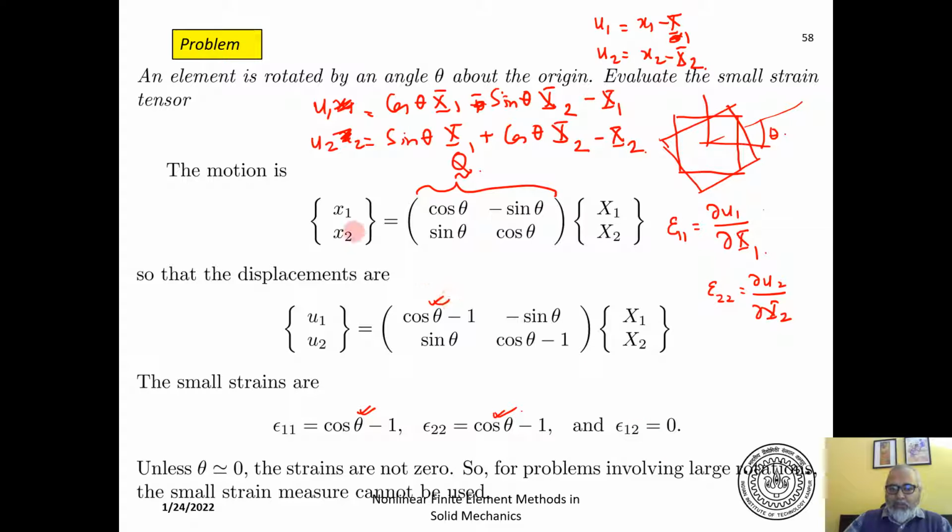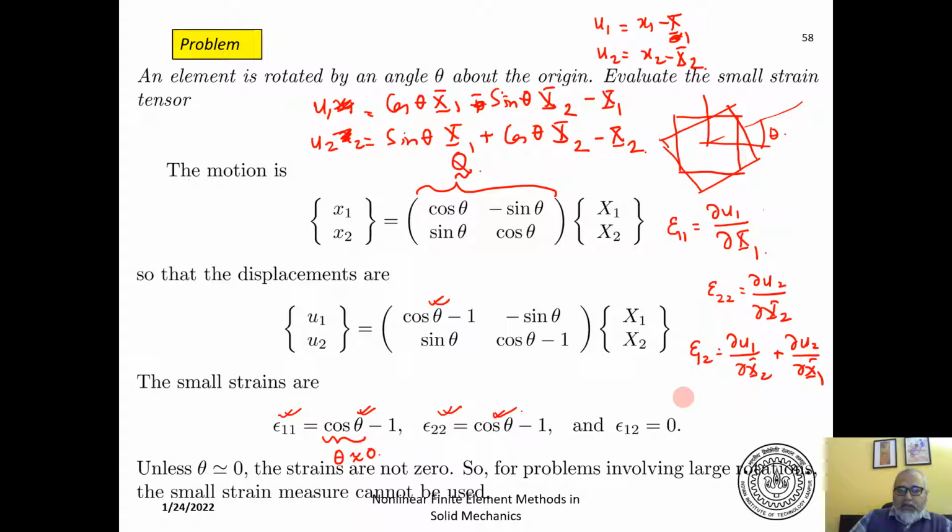And epsilon 12, which is del u1 del x2 plus del u2 del x1, small strain tensor, this will come out to be 0. Now this is a rigid body motion, and therefore the strains are expected to be all equal to 0. So epsilon 1, epsilon 2, and epsilon 12 are all expected to be 0, but they would only be 0 if theta is very close to 0. If theta is very close to 0, only then can we expect these two terms to be also 0.